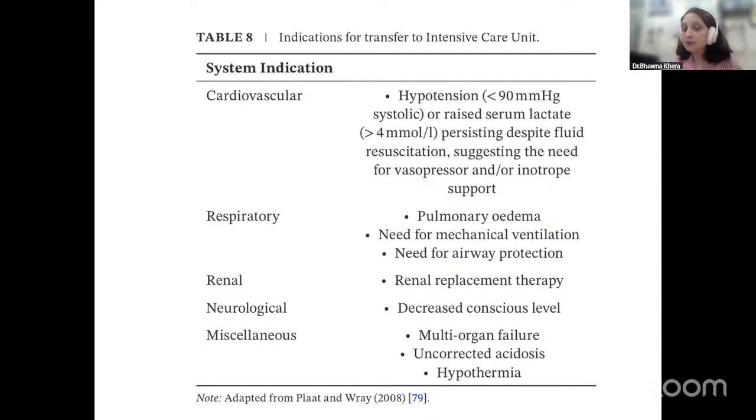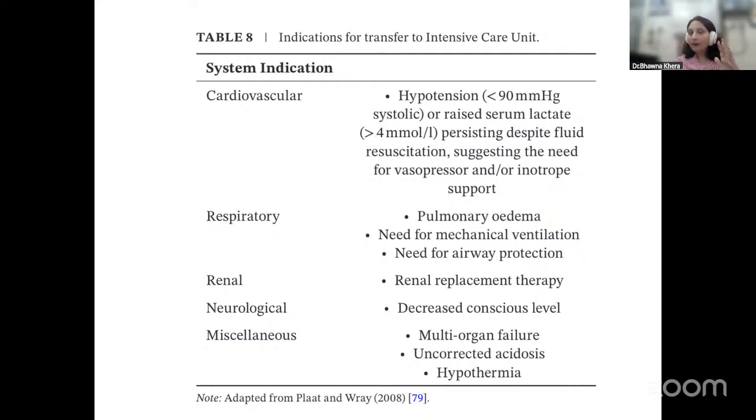Respiratory, it is pulmonary edema, need for mechanical ventilation, or need for airway protection. Renal is renal replacement therapy. Neurological is decreased conscious level, or miscellaneous multi-organ failure, uncorrected acidosis and hypothermia.